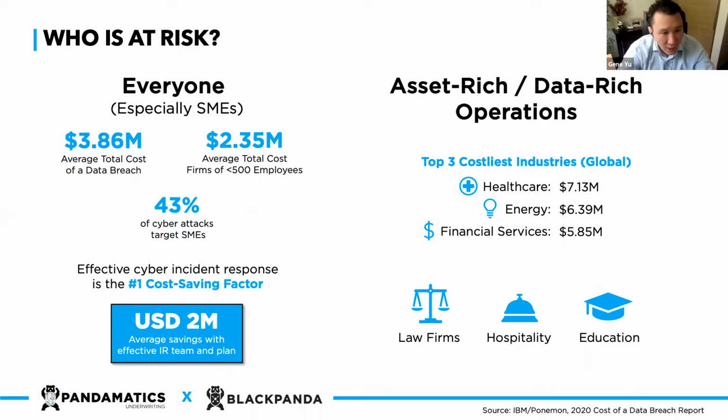While everybody is at risk, and we respond to clients across all industries, the data is showing that the three costliest industries globally are healthcare, energy, and financial services, which are particularly taking the brunt of attacks. But we are seeing folk from retail to manufacturing, even mom and pop shops and NGOs, getting attacked.